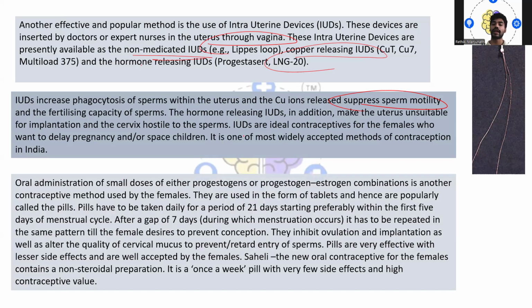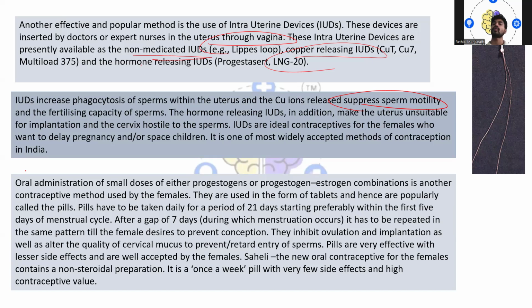Then we have some oral contraceptives also, like a small dose of progestogens or progesterone-estrogen combination pills. We can call them pills, okay? They are used in the form of tablets, hence they are called pills. These pills are taken daily for a period of 21 days, starting within the first 5 days of the menstrual cycle, and after a gap of 7 days, during which the menstrual cycle occurs, it has to be repeated in the same pattern every time if you want to prevent pregnancy.